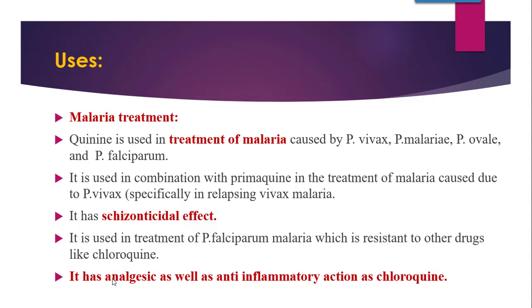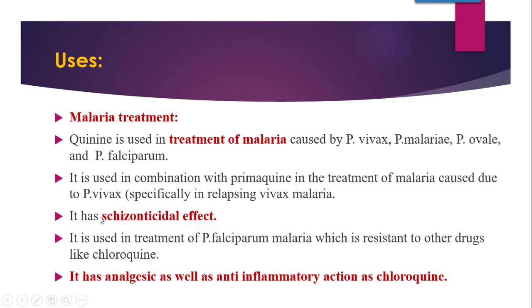Quinine is used in the treatment of malaria caused by all the Plasmodium species, such as Plasmodium vivax, malariae, ovale and falciparum, and it is used in combination with primaquine, again an antimalarial. It is used specifically in relapsing vivax malaria, that is, recurring malaria caused by Plasmodium vivax. The difference is that it is used in combination with primaquine, whereas chloroquine was to be used alone.